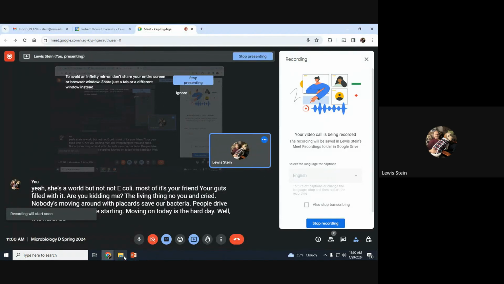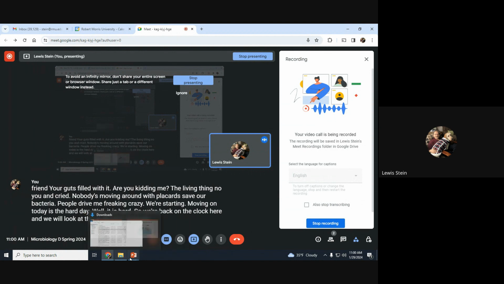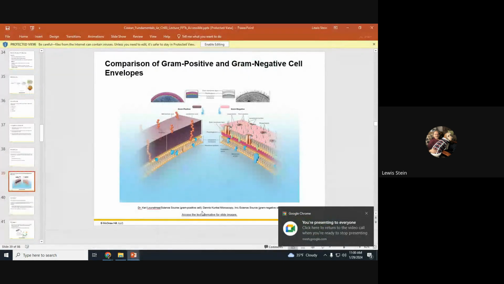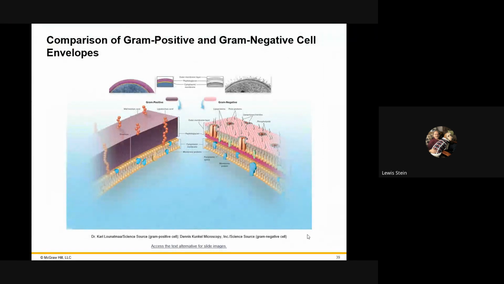So we're back on the clock here, and we will look at the distinction between gram-positive and gram-negative cells. We're going to use both of these PowerPoints that I mentioned before in passing, and here they are. You can immediately see a major distinction between these two types. We're going to look first at the nature of peptidoglycan. Then we're going to look at the gram-positive and the gram-negative cell wall and where they are similar and where they are different, and then understand why that is so impactful.